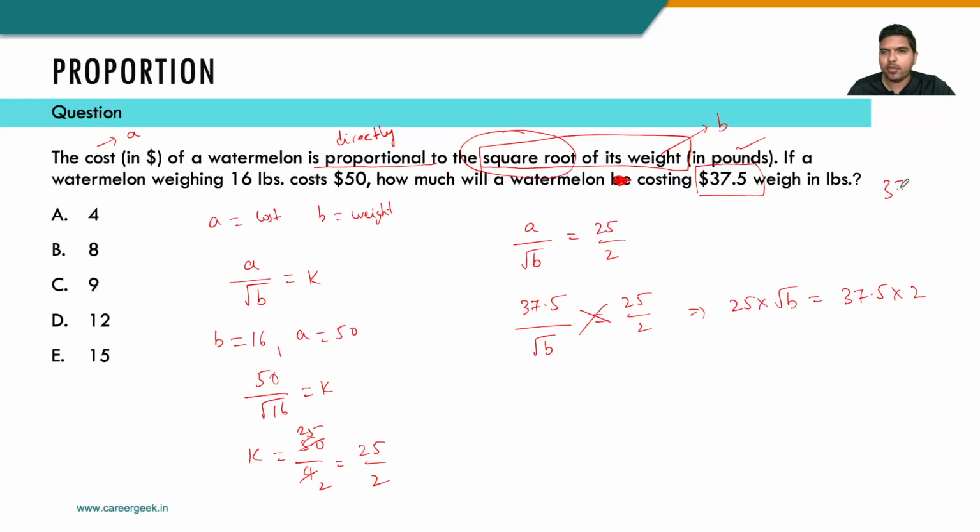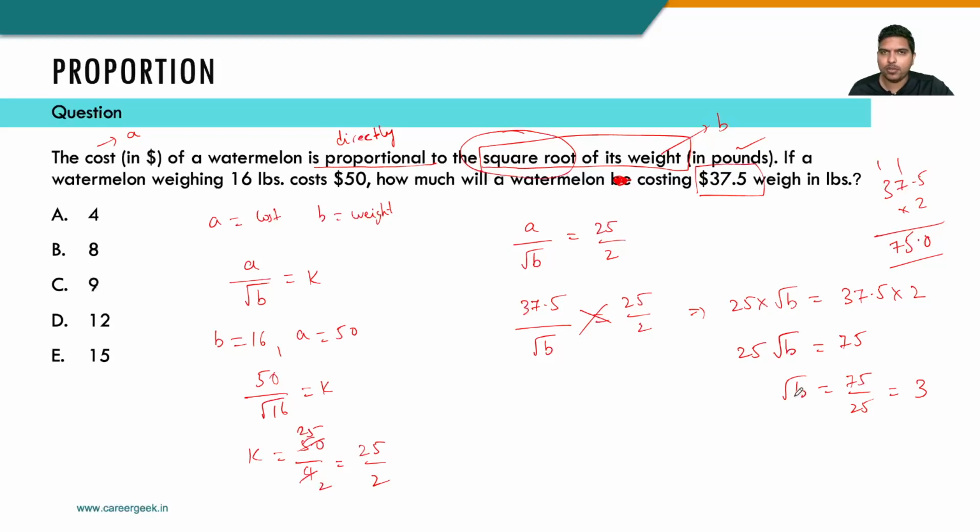Okay, so 37.5 into 2, if you calculate, it is 75. Okay, so 25 root B is 75. So you divide by 25. This is 3.